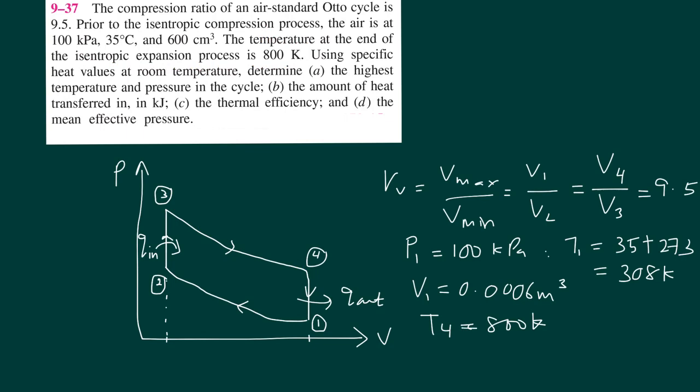Now, what is the thing that you need to find? You need to find the highest temperature and pressure in the cycle. So as I said in your previous class, the highest temperature and pressure of the cycle must be at state 3, where your fuel and your air is fully combusted. So it will give you the highest pressure and temperature, as you can see in this plot here. And also you need to find the amount of heat transfer in, which is your Q in. So you will need your temperature at 2 and temperature at 3, and also the thermal efficiency.